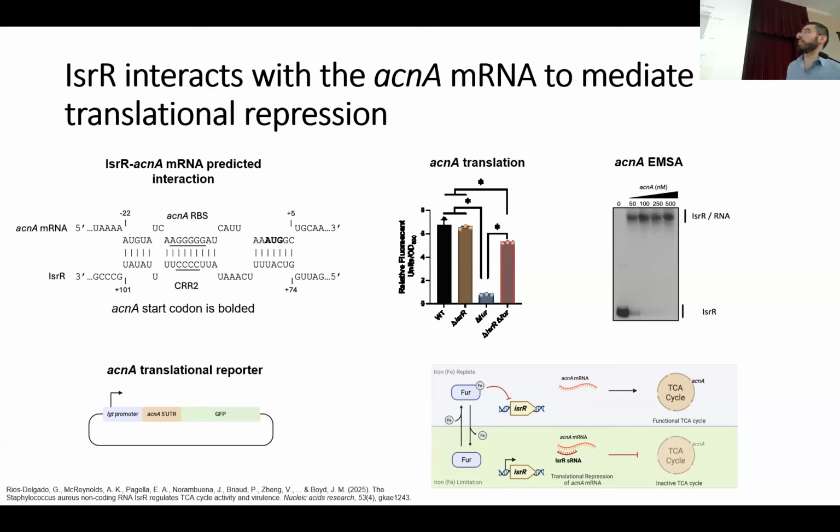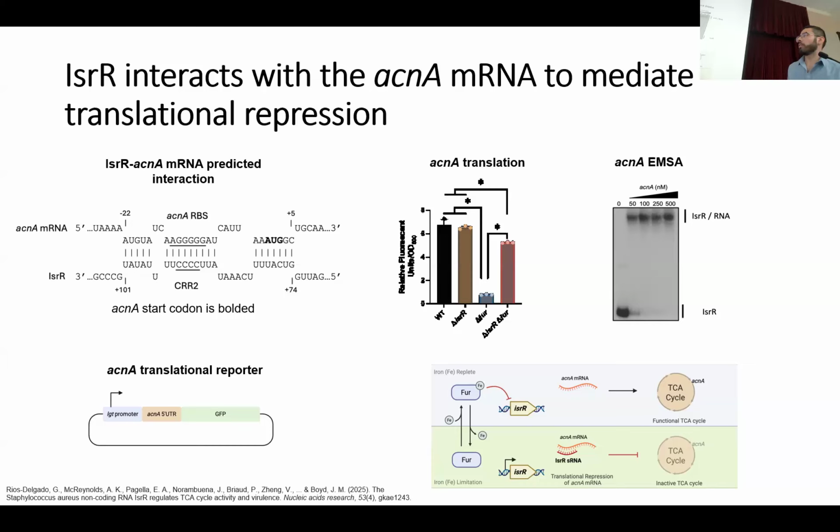So you can see this predicted interaction was very interesting to us, because it wasn't just anywhere randomly in the gene, it actually overlapped the aconitase ribosomal binding site. If you try to picture it in your head, if you have your ribosomal binding site and something is now binding to it and protecting it, then that would impede the ribosome from assembling, and that would lead to translational repression. So we wanted to see whether or not IsrR was impacting the translation of the aconitase transcript.